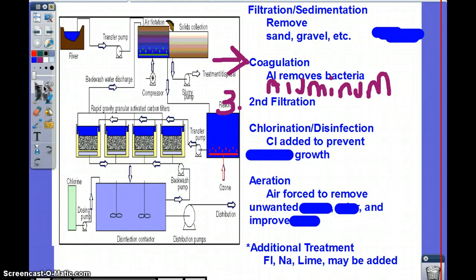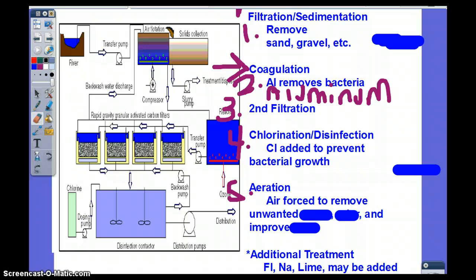Then they add chlorine. This is called chlorination or disinfection. Chlorine is added to prevent bacteria from regrowing. Have you ever tasted the chlorine or smelled the chlorine in your water? Yeah. That's common because this is something that they have to do in order to assure that your water doesn't have bacteria. We add chlorine.